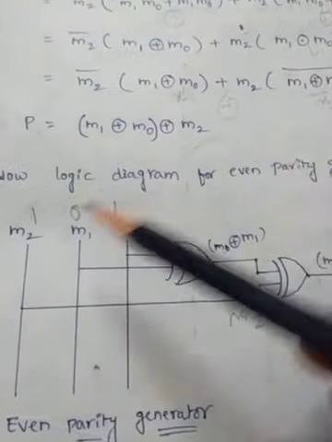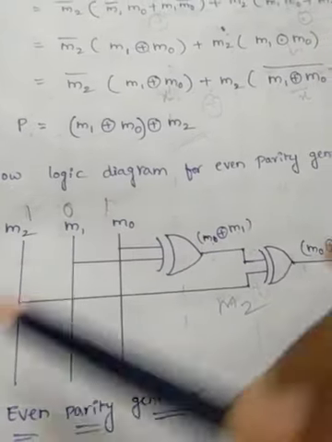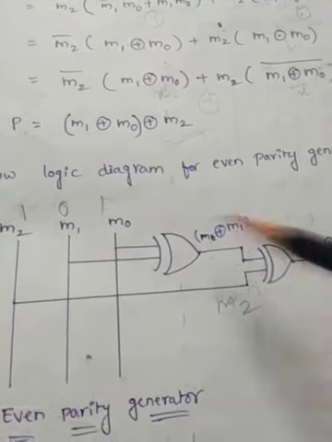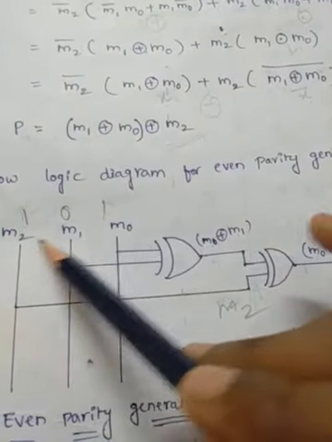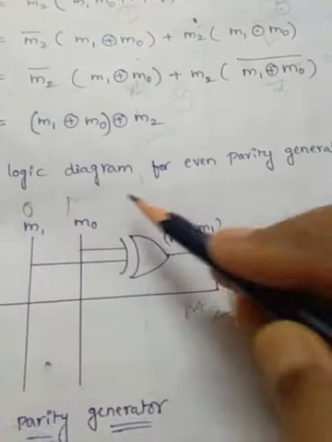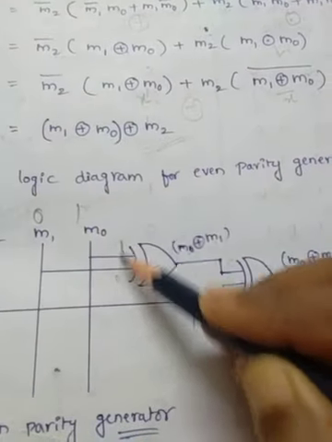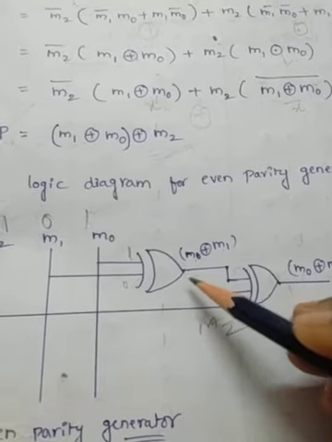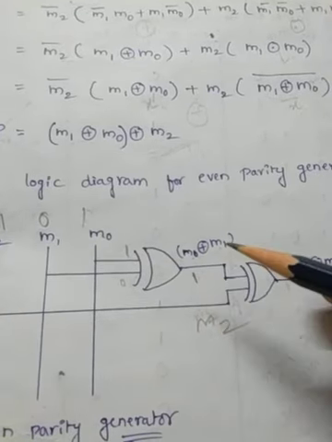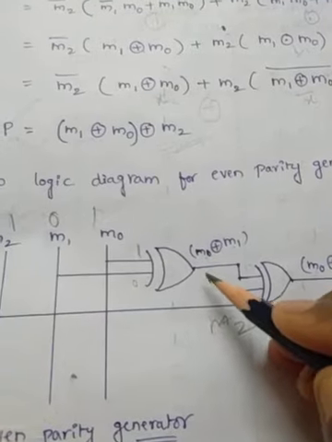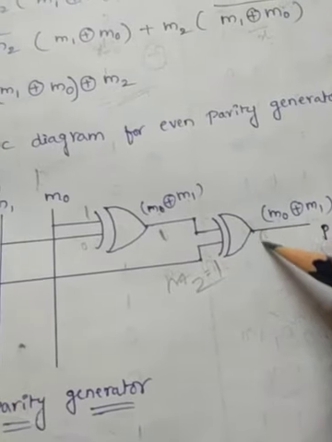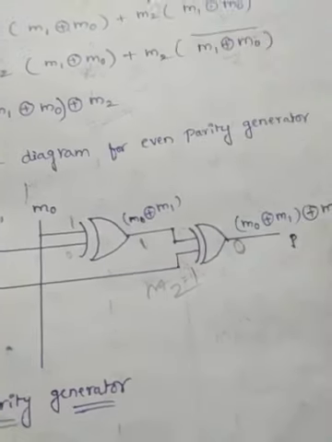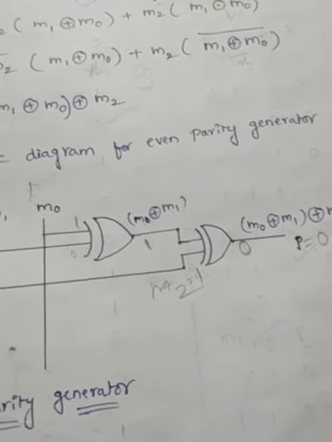Okay, let us see how this parity generator, that is, the even parity generator, generates the parity bit for the combination of message bits 101. So here 1 XOR 0 means the output of this XOR gate is 1, and here M2 is 1, so 1 XOR 1 means this XOR gate produces output as 0. So the parity bit is 0.